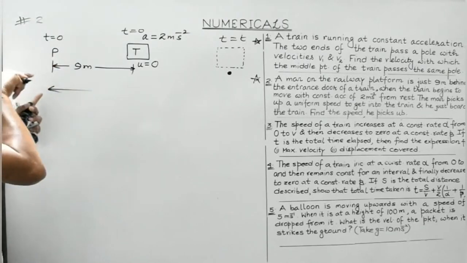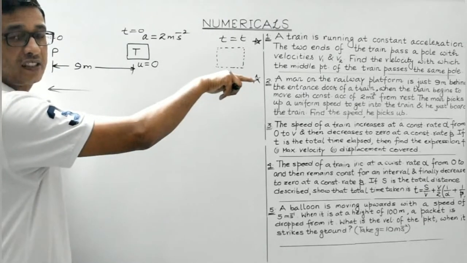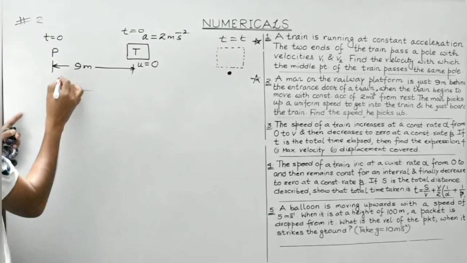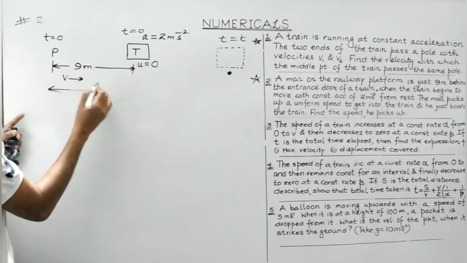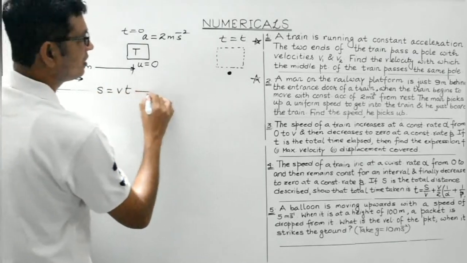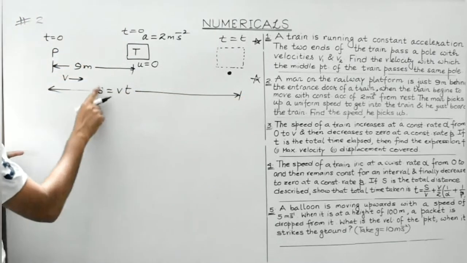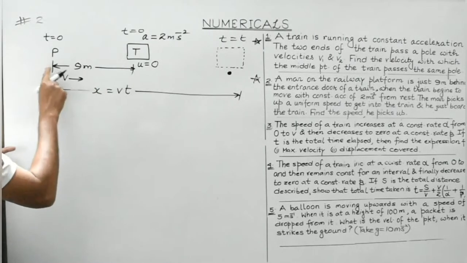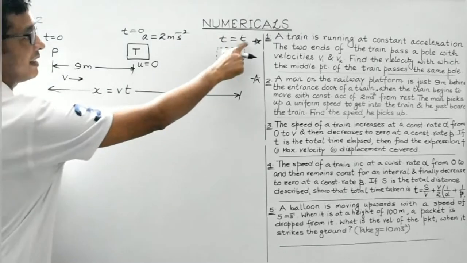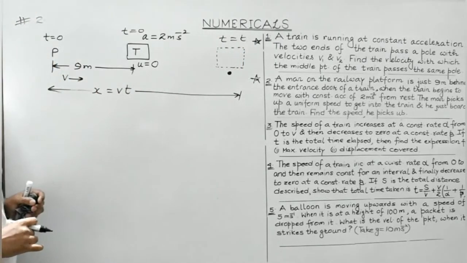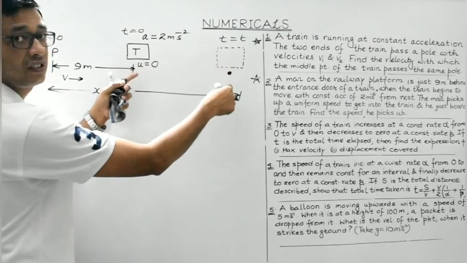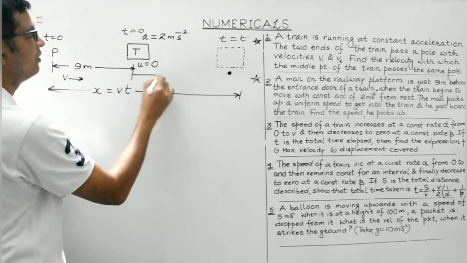So, if the person is moving uniformly with constant speed, then the distance covered by the person during time t, say with speed v, is equal to v into t. Distance can be considered to be x. Distance covered by the person with uniform speed v in time t is vt. Clear, students? And during this time t, the train must have covered this distance, isn't it? So the train has covered this distance.